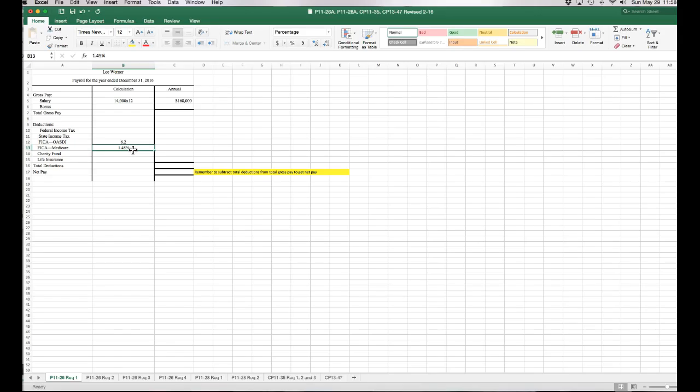It doesn't have any cap on it like the Social Security. So Medicare is taken out all the way up to the full amount of the salary amount, but only 1.45% as opposed to the 6.2% for FICA Social Security.